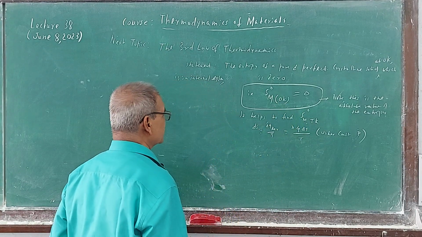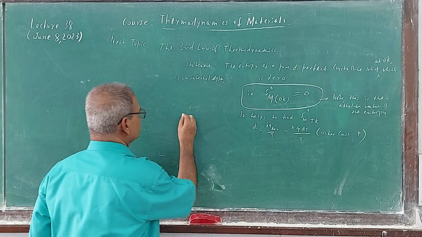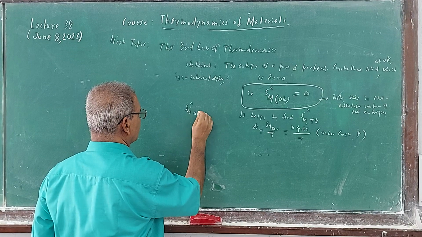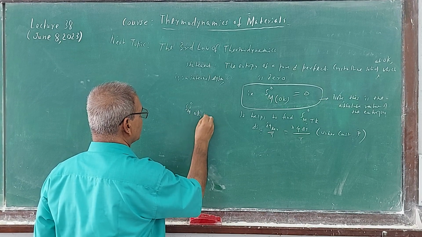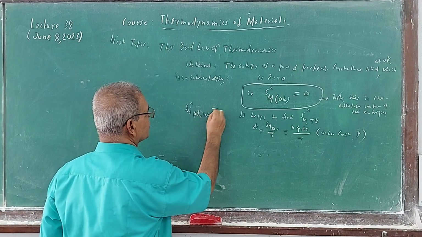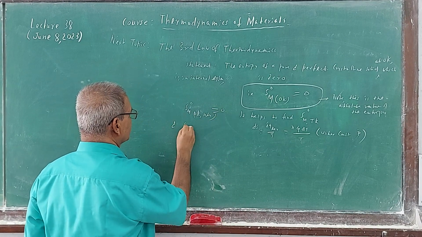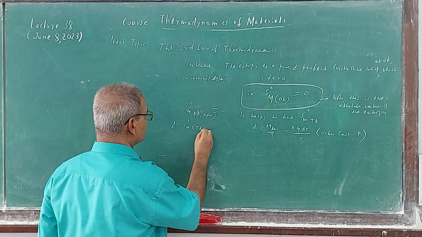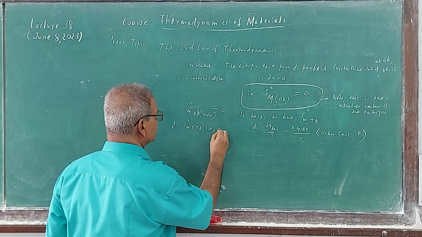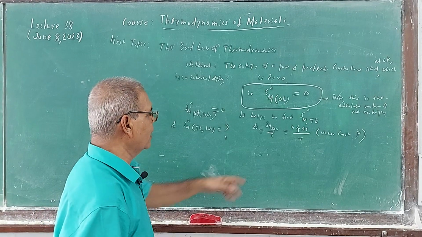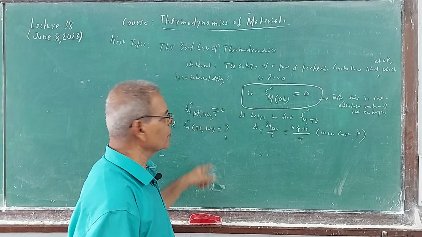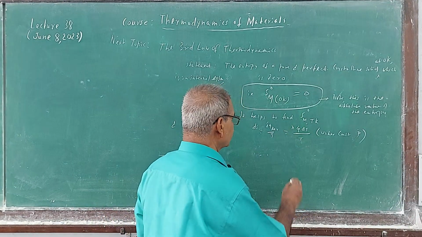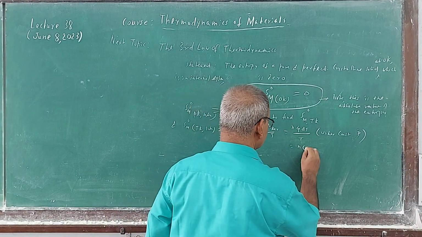So I'm writing this here: S_m at 0 Kelvin, at 1 atmospheric pressure, is 0 by the third law. And S_m at T Kelvin, at 1 atmosphere. So I have considered that both are at constant pressure. So N Cp dT by T.